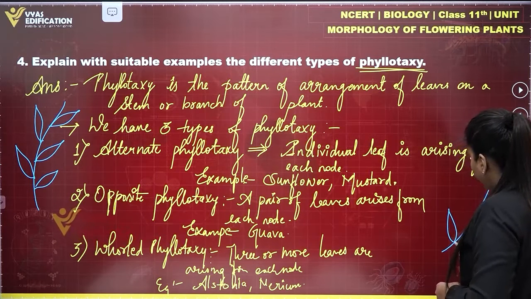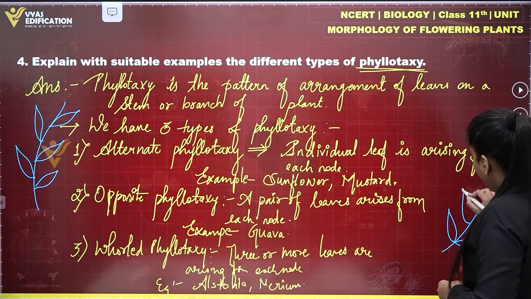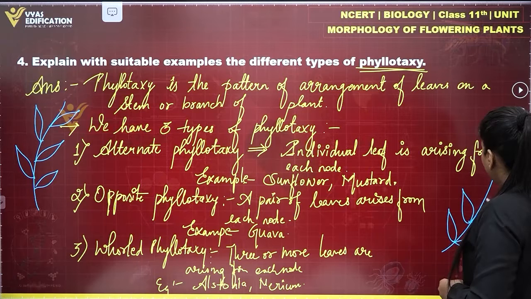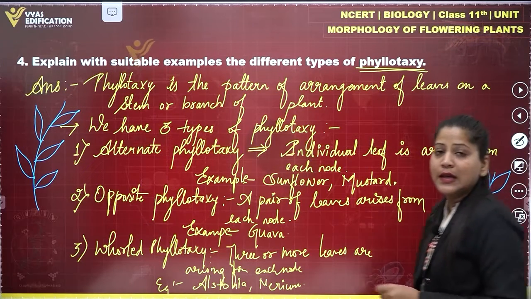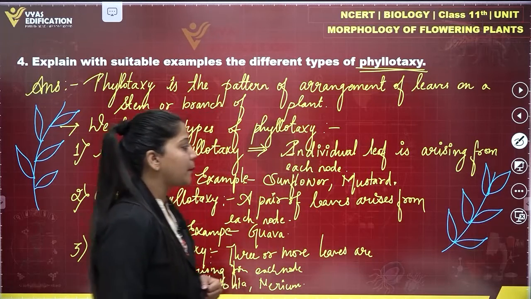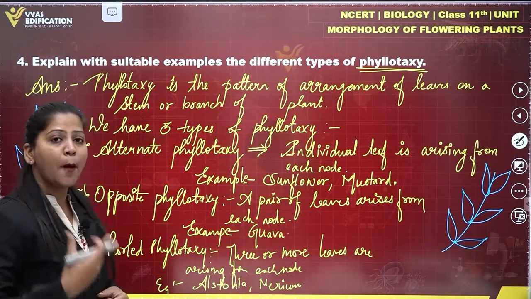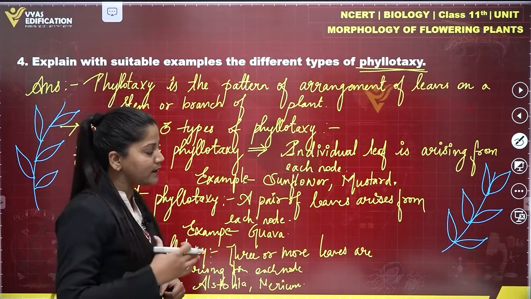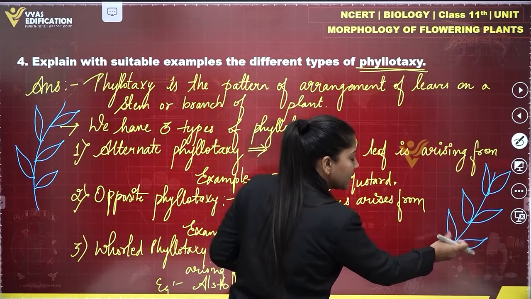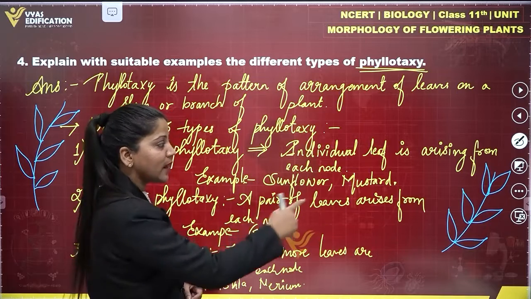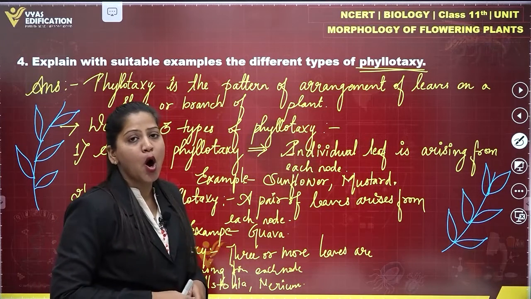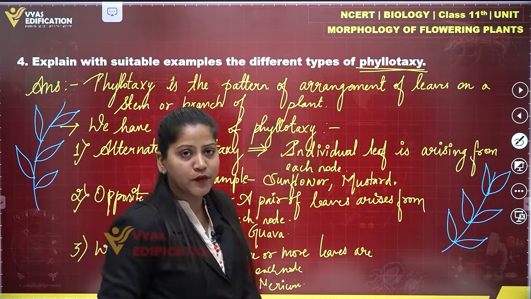If you talk about opposite phyllotaxy, you will find like this is the stalk, and a pair of leaves is arising from each node. This kind of figure is the representative figure of opposite phyllotaxy, in which you can see a pair of leaves arising from each particular node. This kind of arrangement of leaves on a stalk is said to be opposite phyllotaxy.